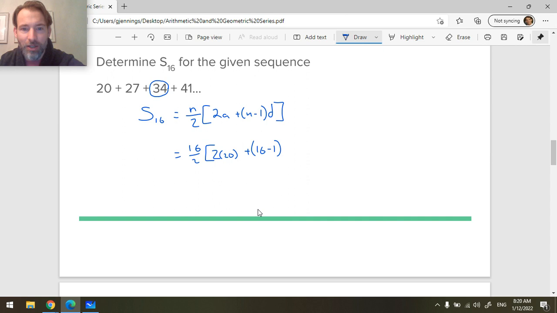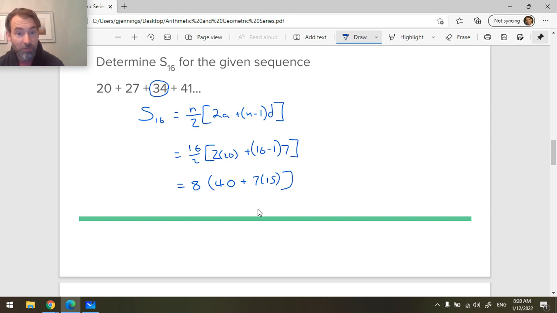Okay, so D here is 7. Okay, now end our bracket. And then do BEDMAS. I can do this because even though it's outside the bracket, I can still do that now because it's not going to affect anything else. So that's 8 multiplied by the results of this bracket. 40 plus 15 times 7. So let's write that down. 40 plus 7 times 15. Okay, there we go. And 7 times 15 is 105.